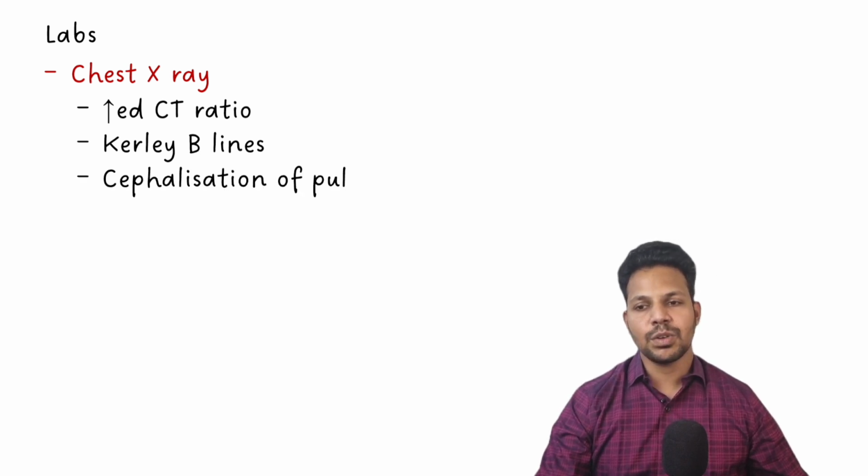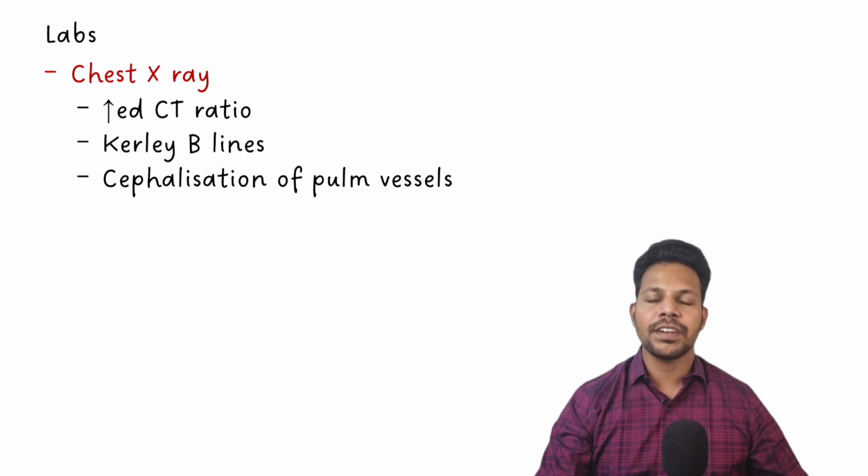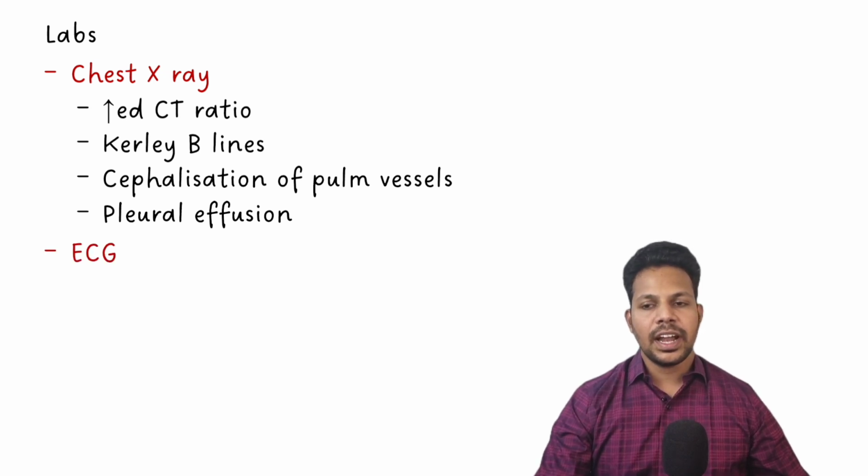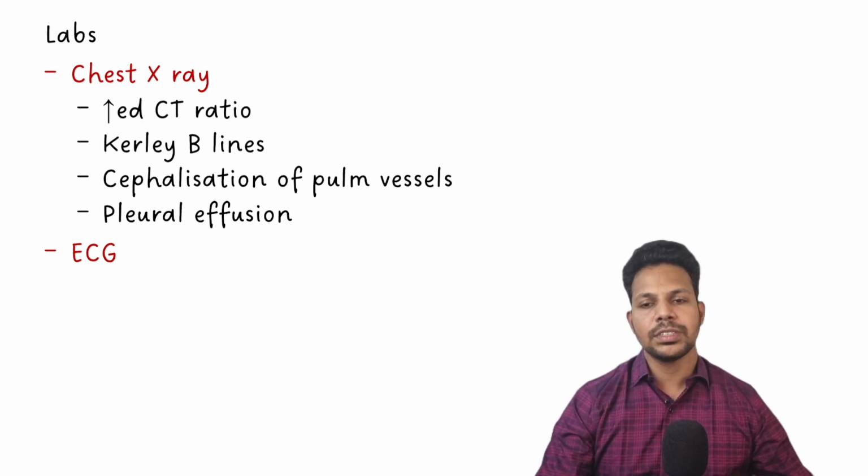And cephalization of the pulmonary vessels is seen in pulmonary edema, and chronic heart failure may also result in pleural effusion. Usually, bilateral pleural effusion is commonly seen in heart failure. And on doing an ECG as well, you can observe the chamber enlargement, and if there is a previous history of coronary artery disease, pathological Q waves. All of this you can observe on ECG.